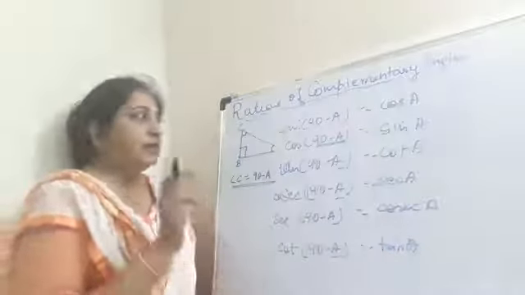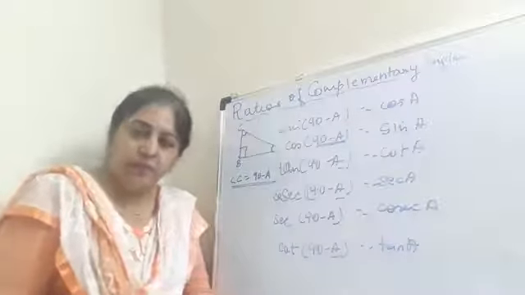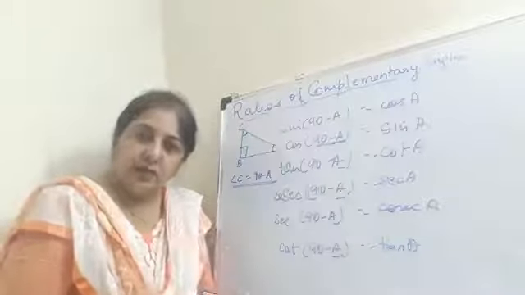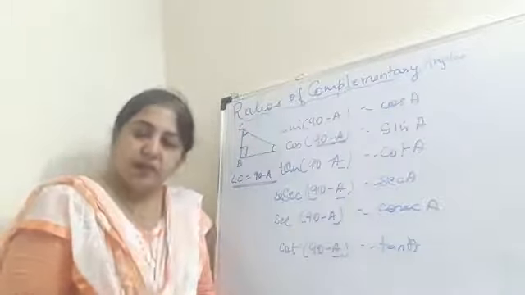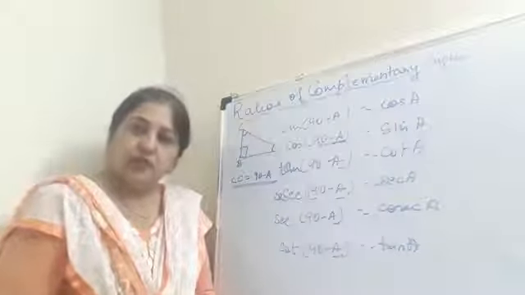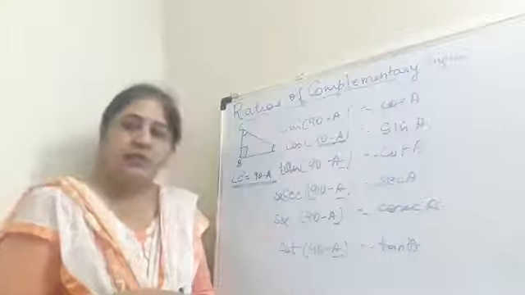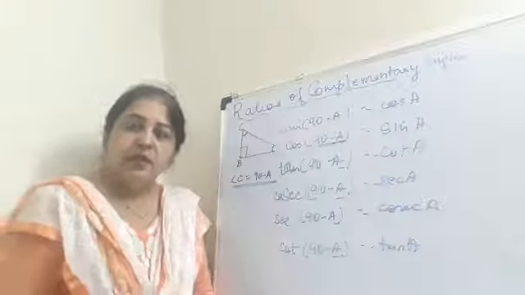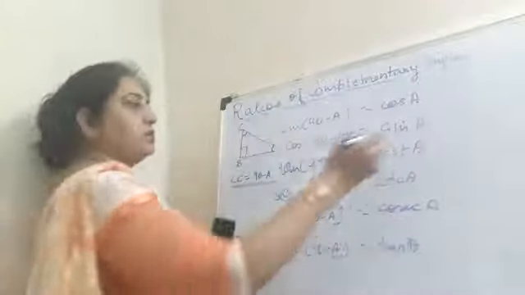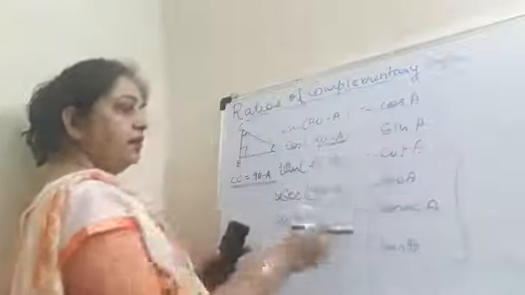So quickly, sin 90 minus A is equal to cos A, cos 90 minus A is equal to sin A, tan 90 minus A is equal to cot A, cosec 90 minus A is equal to sec A, sec 90 minus A is equal to cosec A, and cot 90 minus A is equal to tan A. And what is A? A can be any angle. Okay, so this was a proof. This was how the relations are taken out.